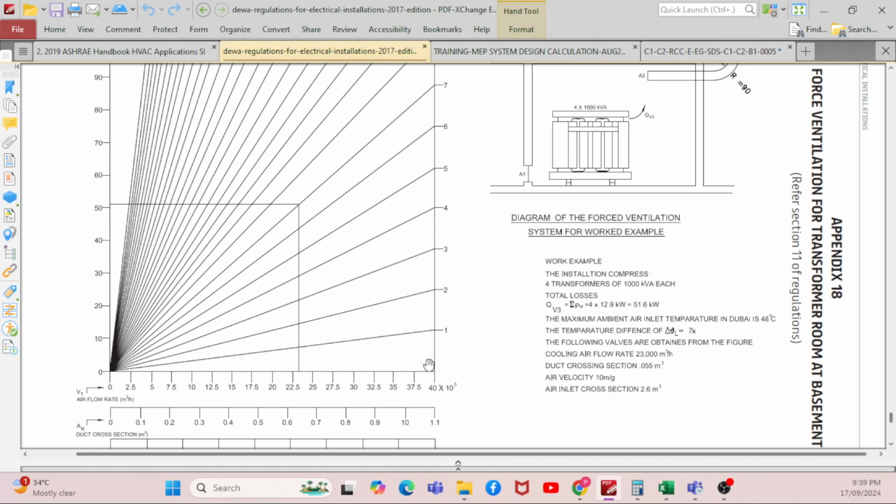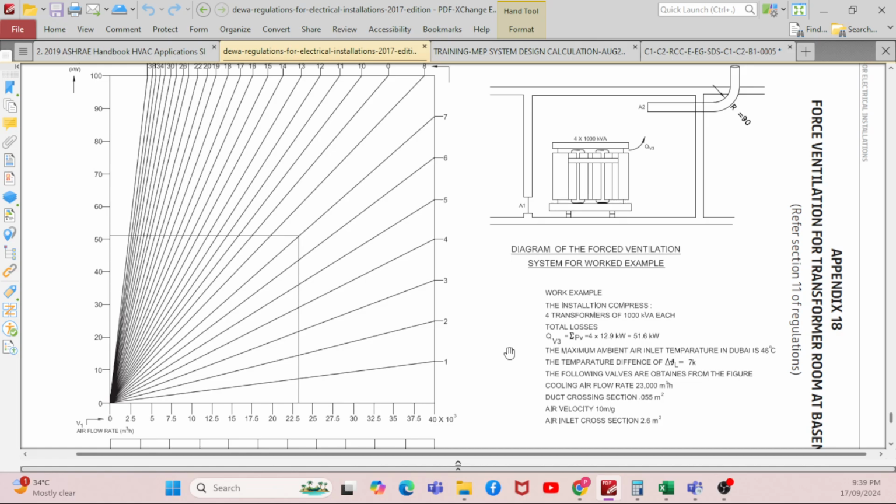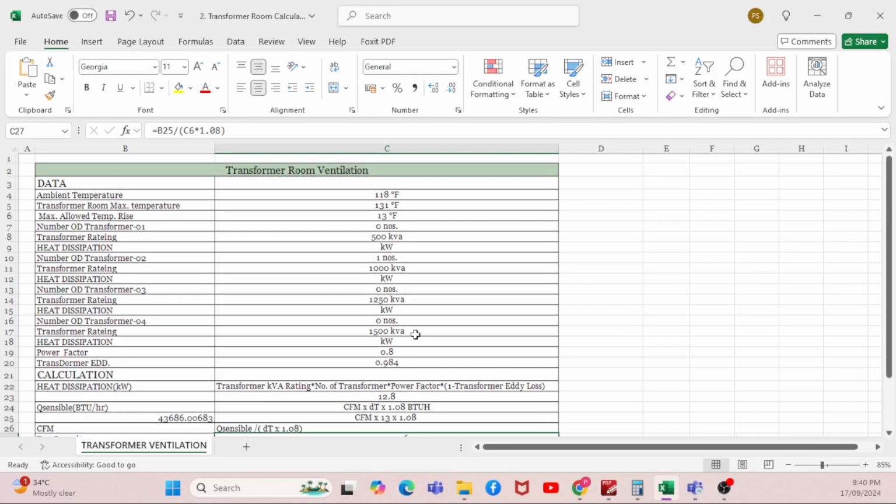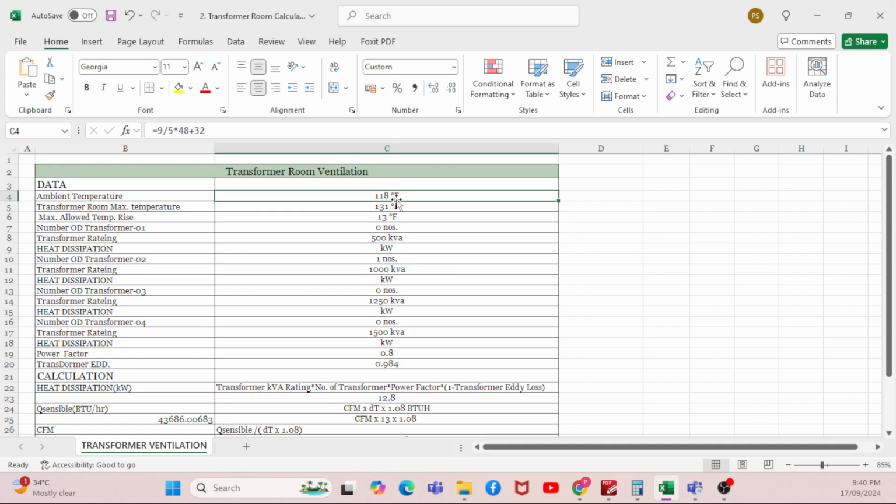But this is only for Diva though, right? For example, if you use a project in some other country in the Middle East, you would still use the local regulations there, number one. But still the formulas would be the same. Only your ambient temperature will change, and for the transformer, plus 7 degrees Celsius. That is as per ASHRAE.